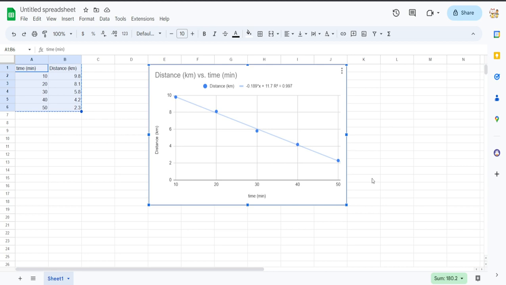That should have been a negative when we brought over. 11.7 divided by 0.198, and we get 61.90 equals x. So that means in order for the cyclist to arrive home, they have to ride for 61.9 minutes.